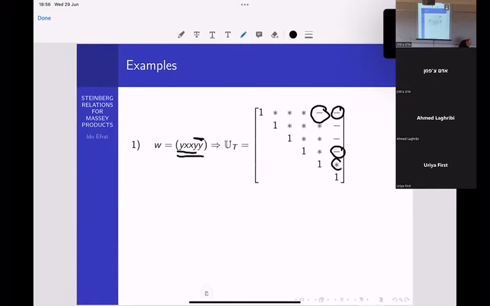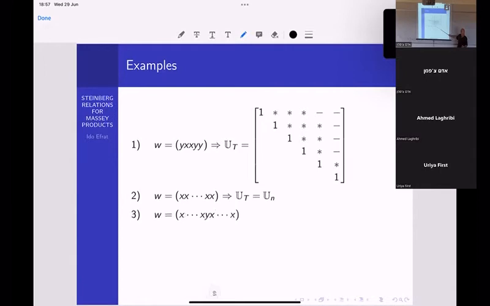Or here, which is okay, one y is allowed. Okay, so where was that? Or a very simple example. You take a word which is only x, x, x, x. No matter what you do, you don't have y's, so you don't delete anything, and you get the full UN. Or if you take a word which has only one y, again everything is allowed, you don't need to delete anything, so you get the UN.